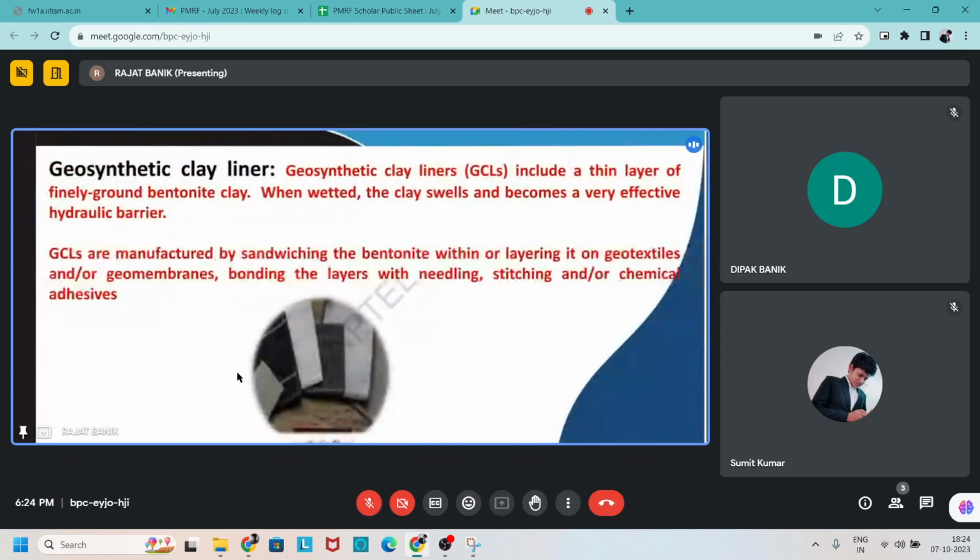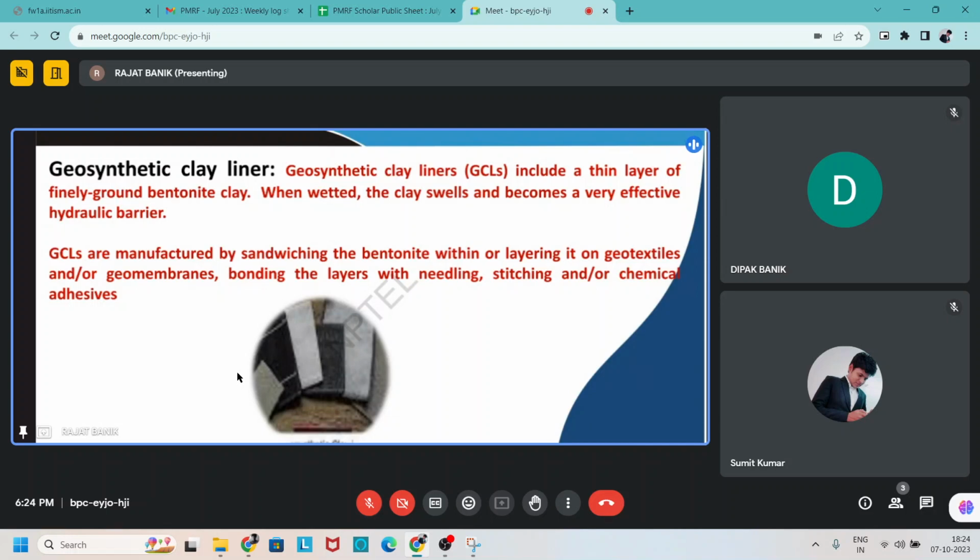Geosynthetic clay liners include a thin layer of ground bentonite clay. When wetted, the clay swells and becomes a very effective hydraulic barrier. And geosynthetic clay liners are manufactured by sandwiching the bentonite within, or layering it on, geotextiles or geomembranes, bonding the layers with needling, stitching, or chemical adhesive.